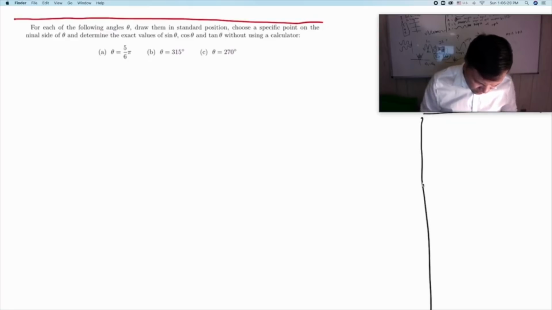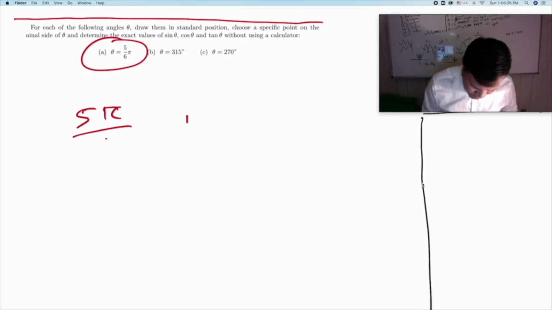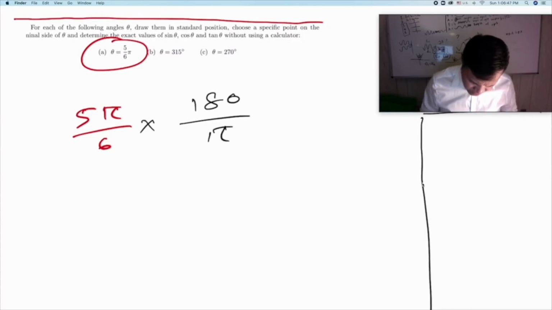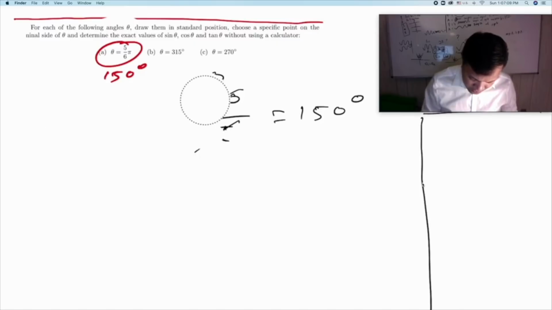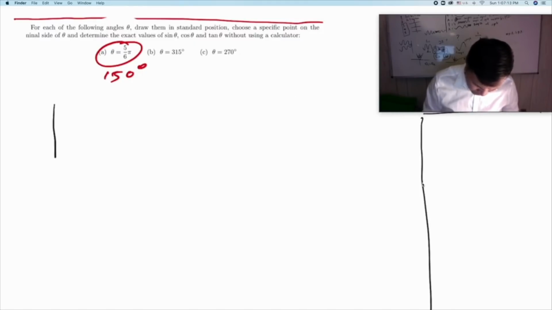So let's do the first one, when theta is 5 pi over 6. I want to show you first how you convert it to degrees. You multiply by 180 over pi. Pi cancels, 6 goes into 180 30 times, so it is 150 degrees. Okay, how is that supposed to help us? Well, we know that 150 degrees is in the second quadrant, that's for sure.